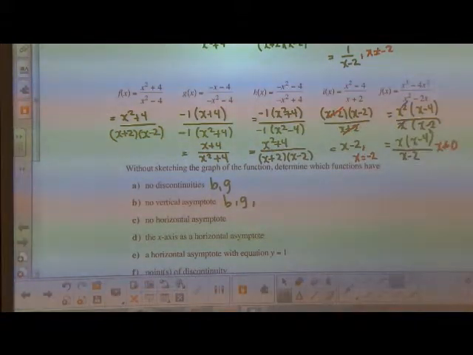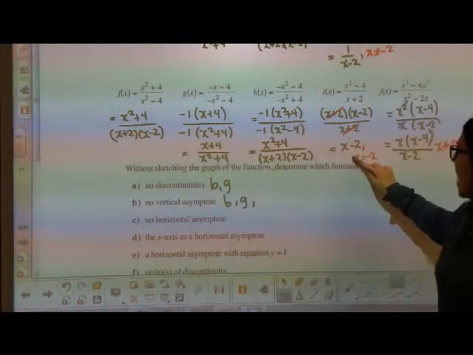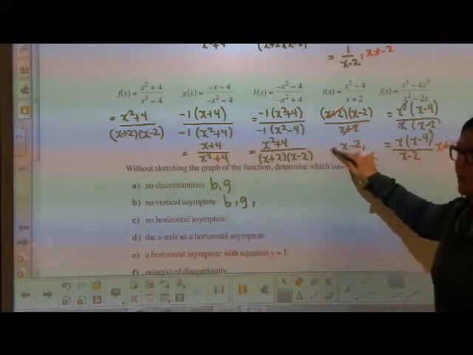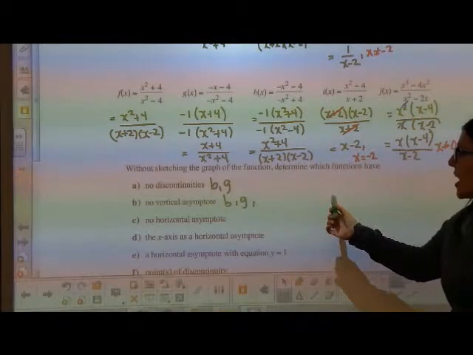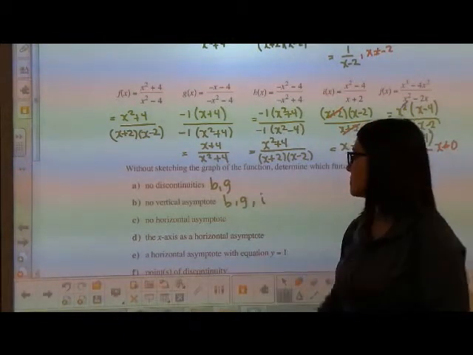And there is one other one. And that last one would be I, because I have no denominator in its simplified form. I do still have a restriction, but that restriction does not give me an asymptote.